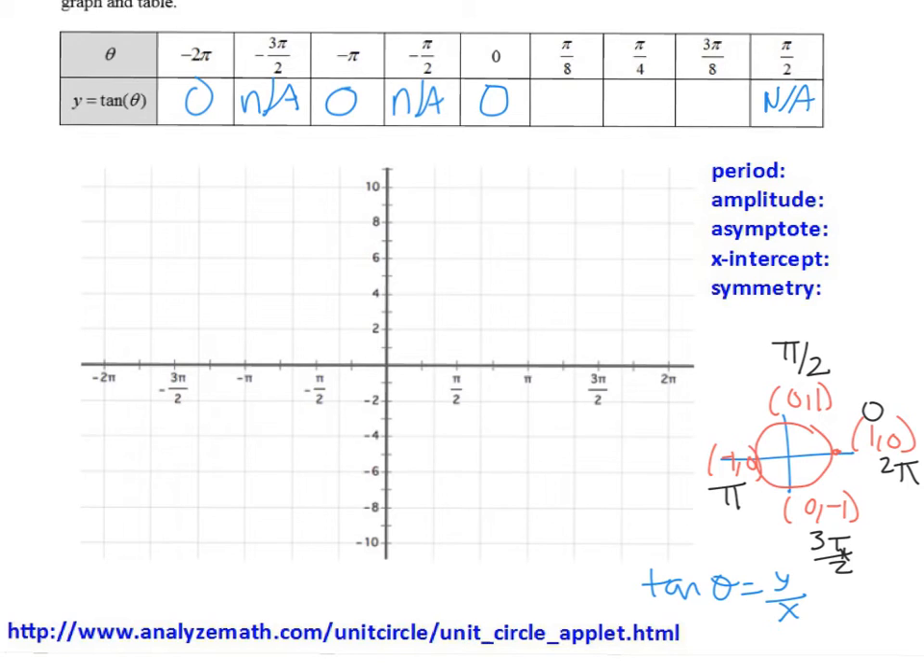For the sake of building our parent graph of tangent theta, you can use a calculator in radian mode to fill in tangent of pi over 8, tangent of pi over 4, and tangent of 3 pi over 8.